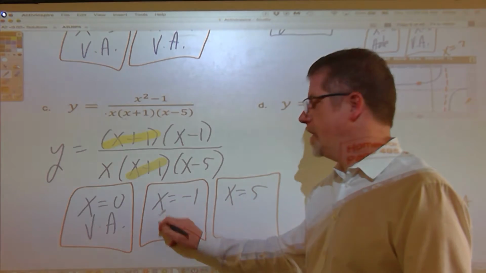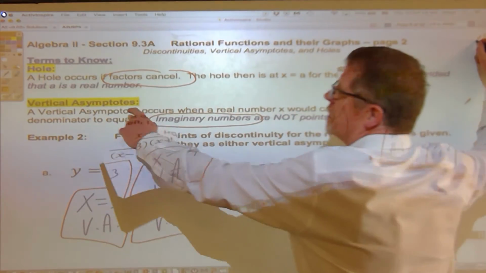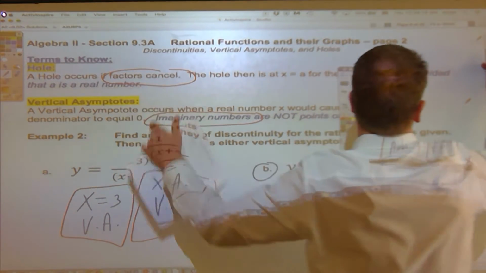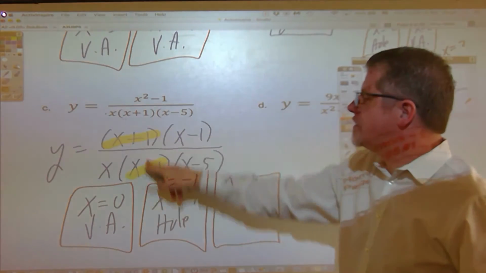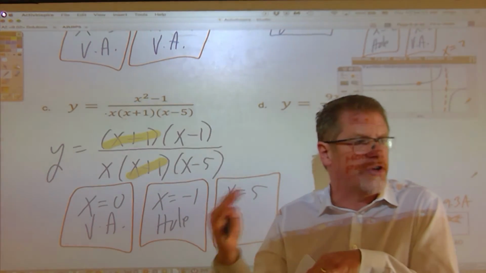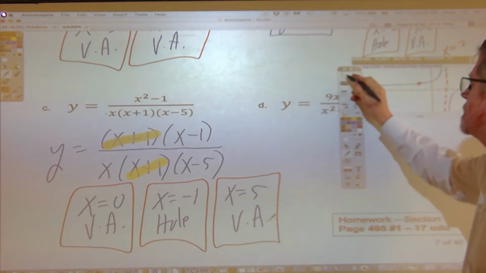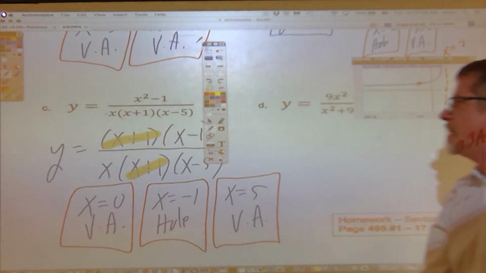Thomas? Hole. There's going to be a hole because it came from canceled factors. That's what they mean right up here. A hole occurs if factors cancel. If factors cancel, then the zero of the canceled factors is the x-coordinate of the hole. All right, so there's one hole, two vertical asymptotes. Try letter D on your own.